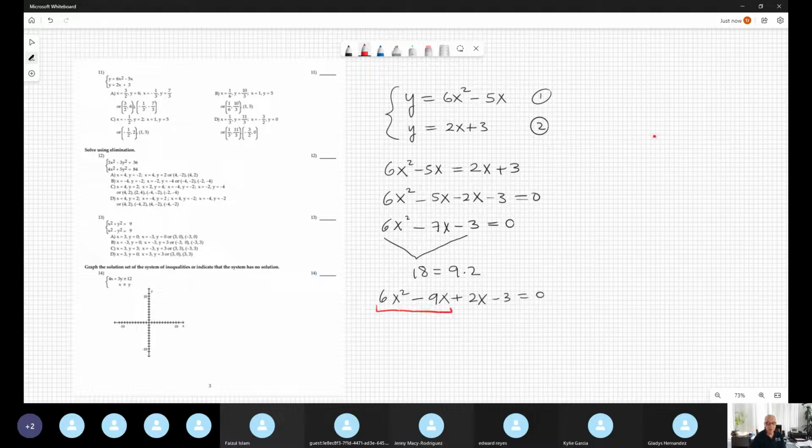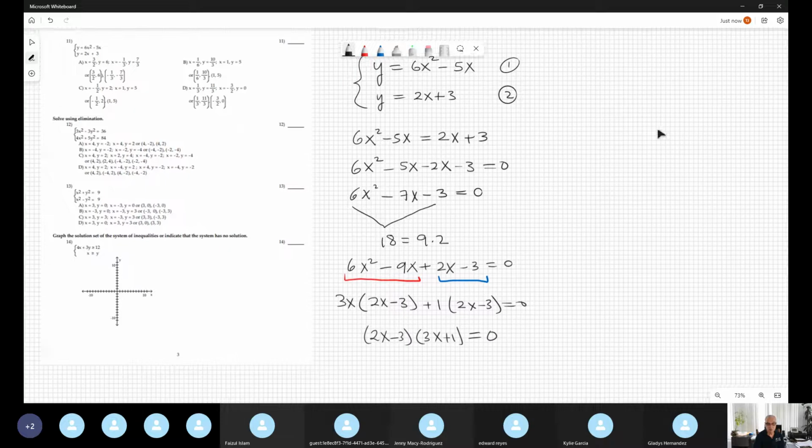Then that part and that part you factor separately. Here the common factor is 3x, and we have 2x minus 3. And here the common factor is 1 because it's nothing, 2x minus 3. Then 2x minus 3 is a common factor, and we have another factor that is 3x plus 1. Guys, either way, the way you prefer. Some people could prefer the quadratic formula, it doesn't matter.